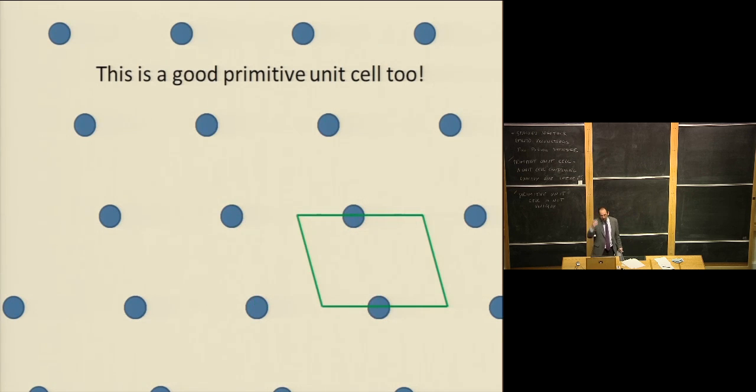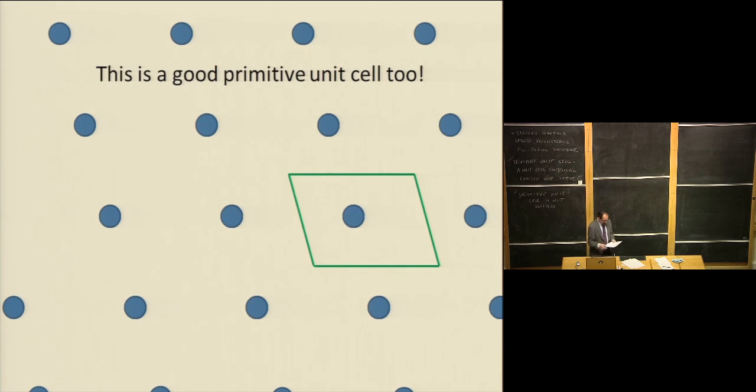Maybe this is also a good primitive unit cell. This is a lattice point more obviously broken into 2 pieces. You assemble them together, you get the one lattice point back. And this one is a simpler unit cell, which is maybe easier to see contains exactly one lattice point.